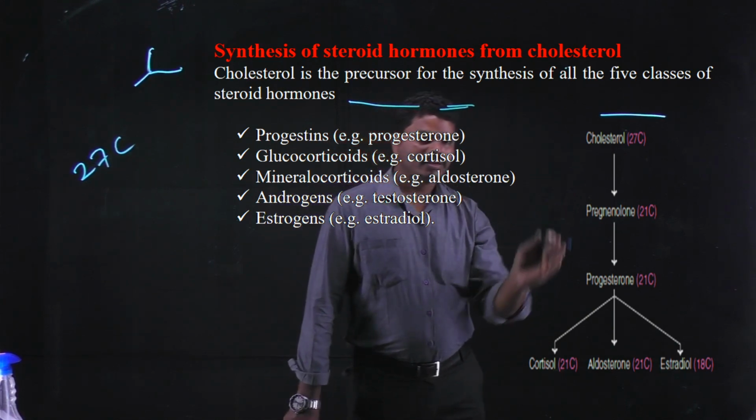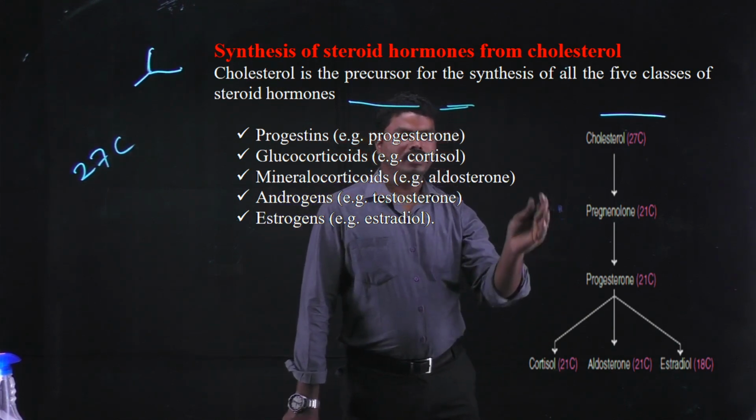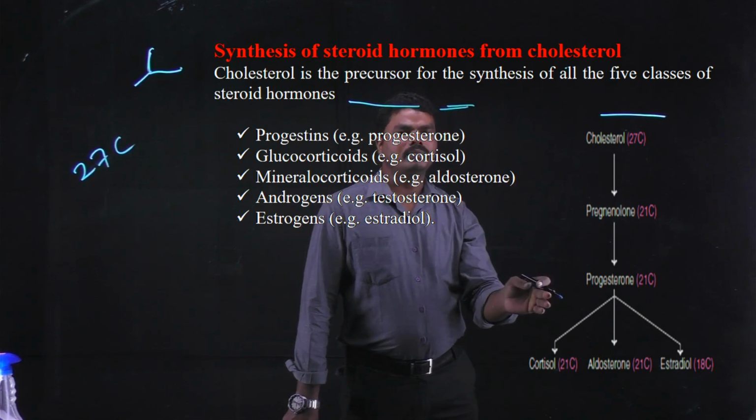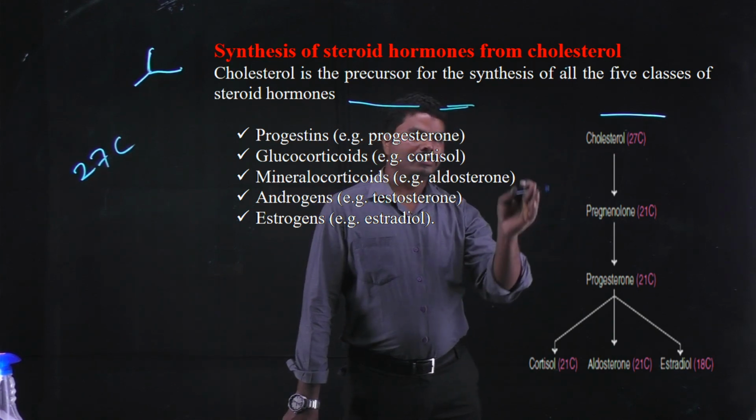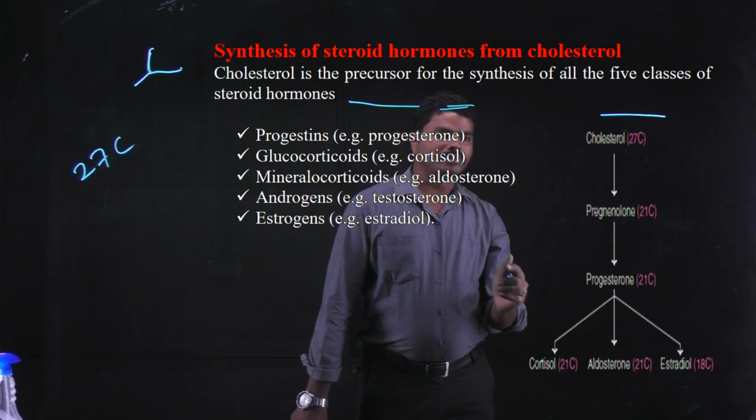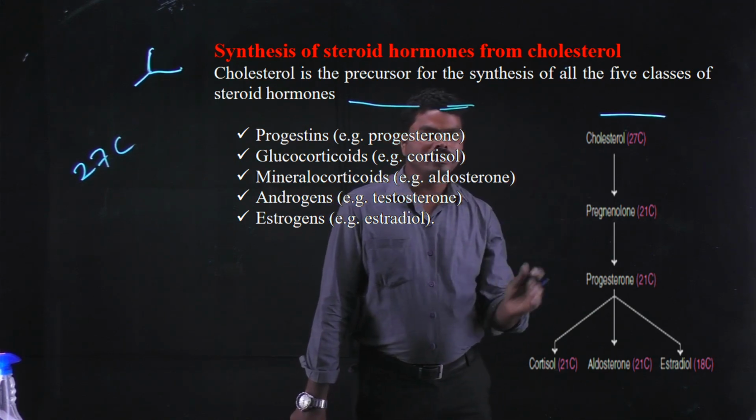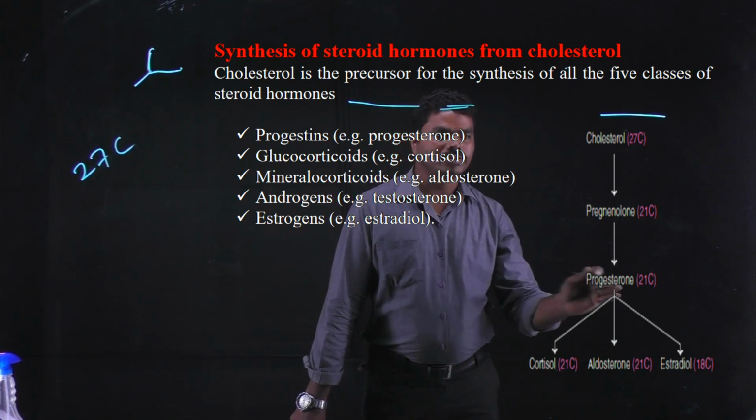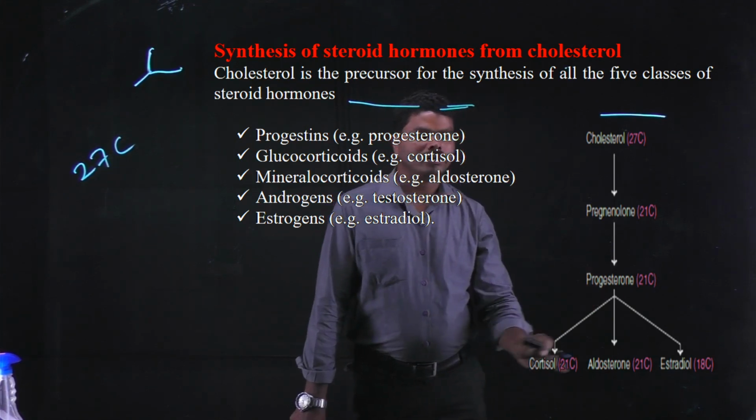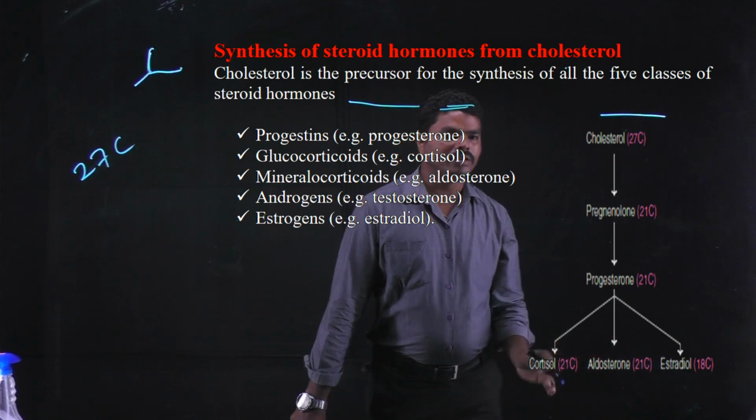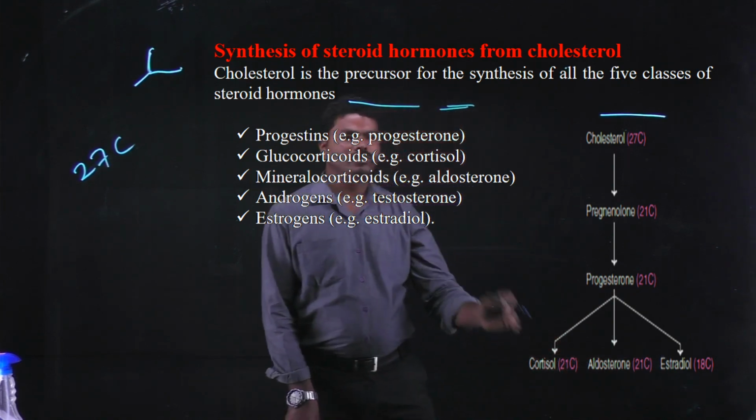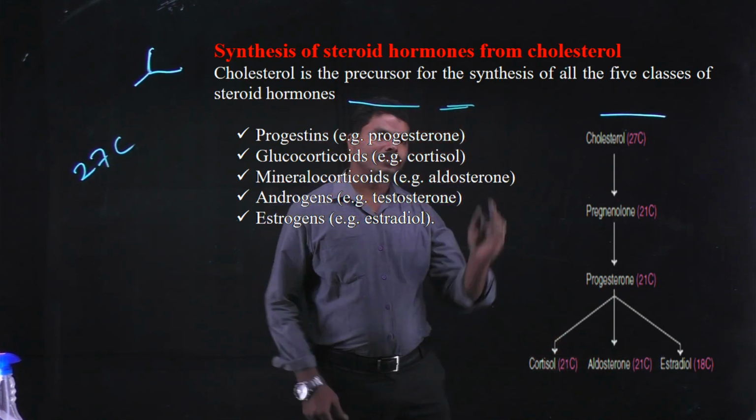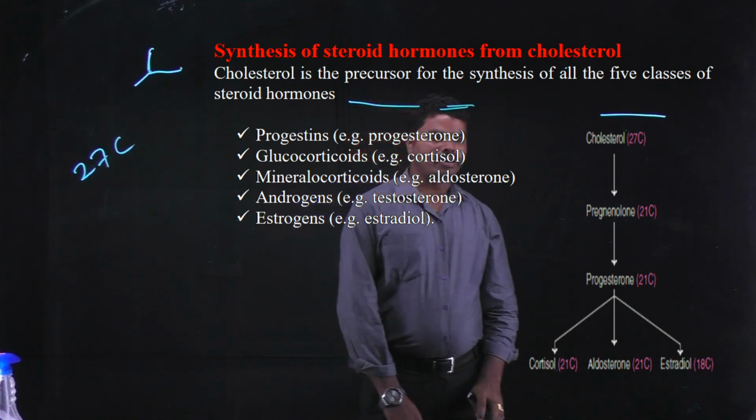So here are the steps involved in the synthesis of steroid hormones from cholesterol. Cholesterol will be converted into pregnenolone, then it is converted to progesterone, then it is converted to cortisol, androsterone and estradiol, like this. So these are some steps involved in the conversion of cholesterol to steroid hormones.